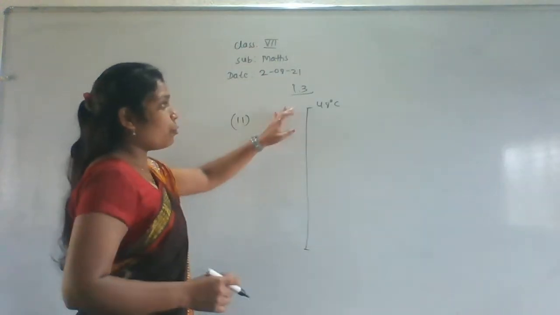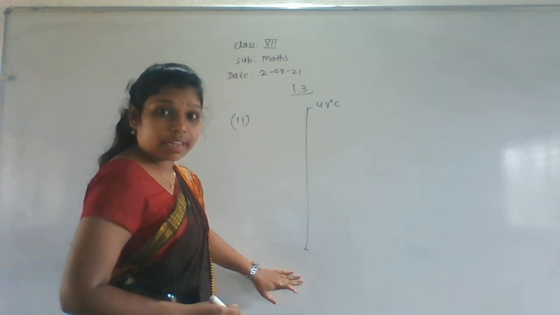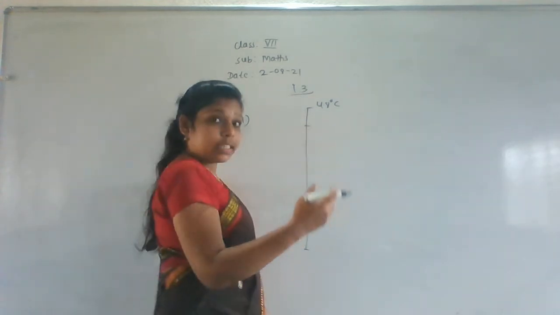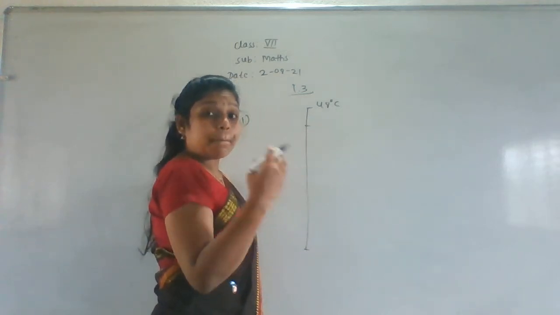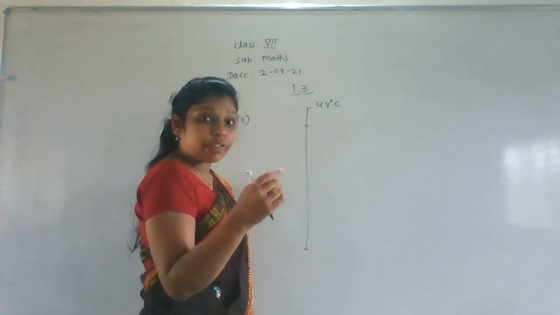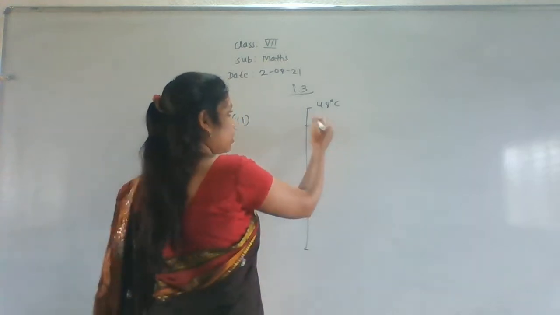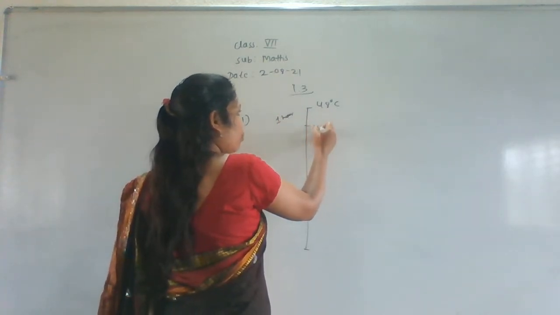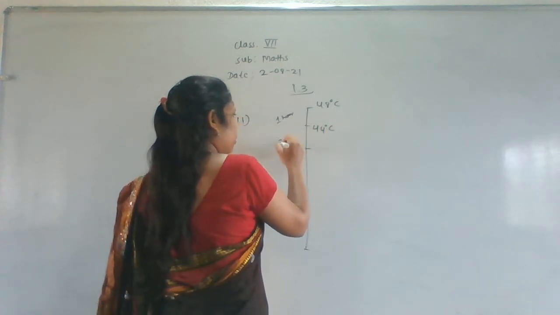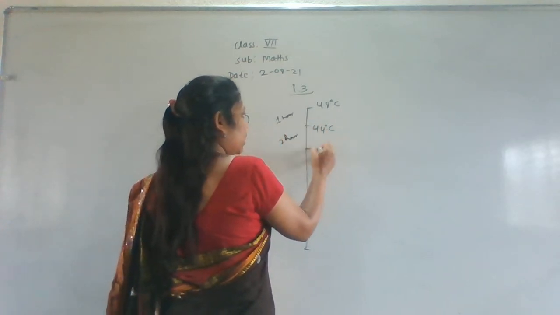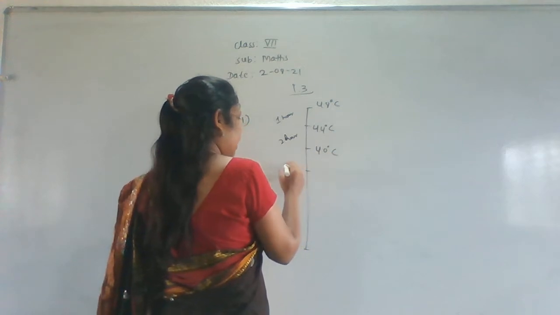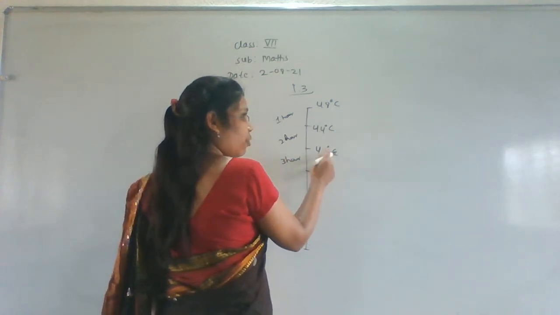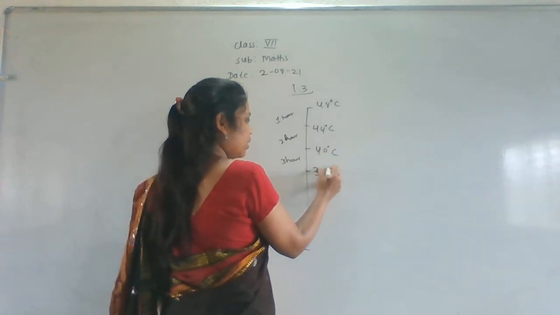So here we want from 48 degrees Celsius to 24 degrees Celsius, right? Per hour how much? 4 degrees Celsius will decrease. Per hour means for 1 hour 4 degrees Celsius will decrease. See here, for the first hour that will be 44 degrees Celsius. Next, 2 hours means 40 degrees Celsius. Again here 3 hours, 40 minus 4 is 36 degrees Celsius.